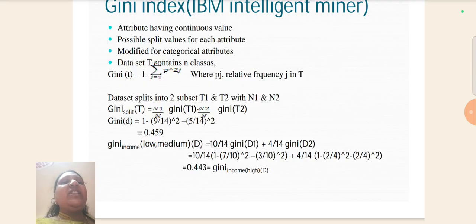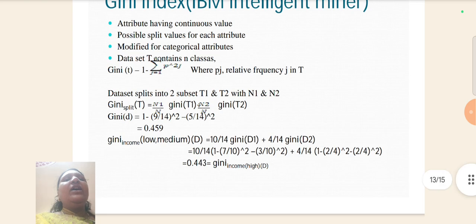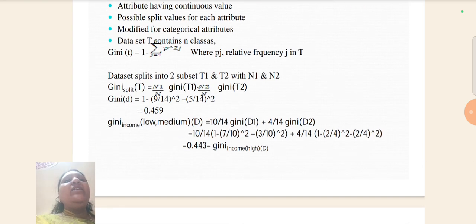Here the dataset is split into two subsets, T1 and T2, with sizes N1 and N2. So the Gini of split T is calculated as N1 by N times Gini of T1 plus N2 by N times Gini of T2. Here we are going to calculate the Gini of D as 1 minus, based on how many persons buy the computer, that is N1, and not buy the computer, that is N2, with the single table T.